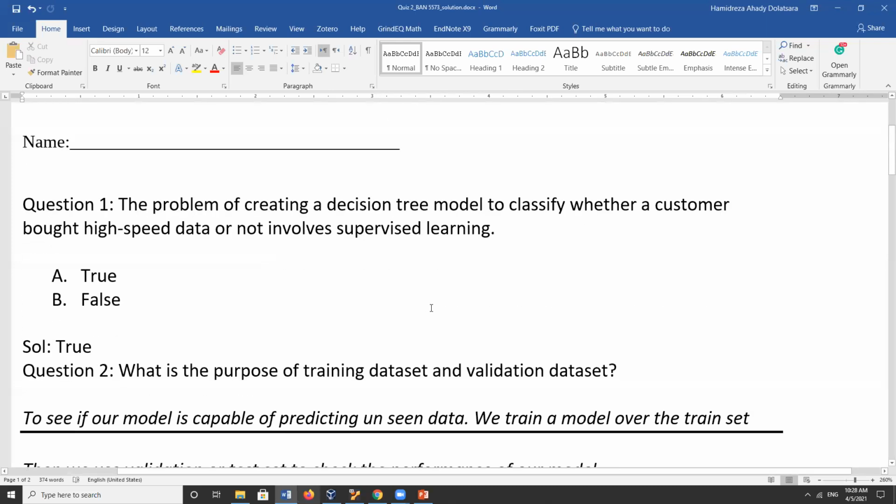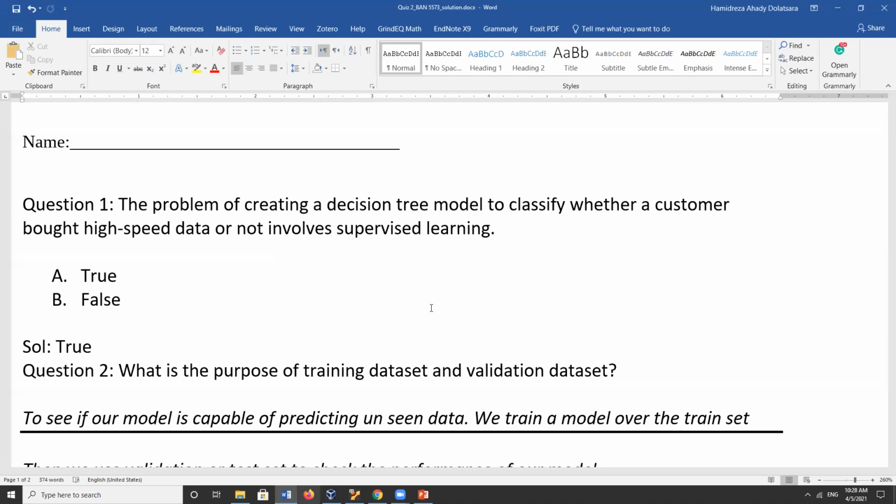Anyway, so let's go to the problems. Question 1, the problem of creating a decision tree model to classify whether a customer bought high-speed data or not involves supervised learning. The answer is true. It's actually a very basic example of supervised learning. In supervised learning, you use some algorithm to try to predict a label, or your dependent variable. So here, the dependent variable is buying high-speed data or not. So we have a label with two different classes.